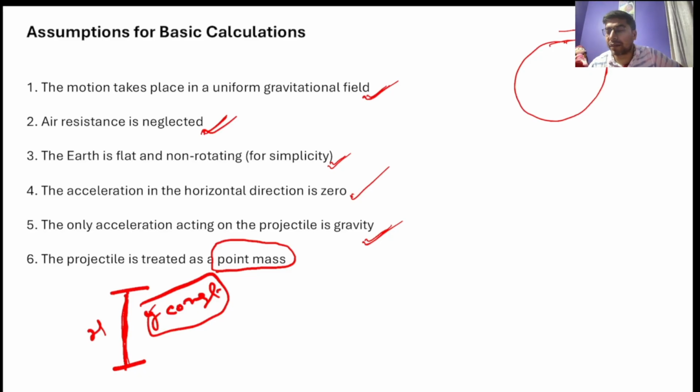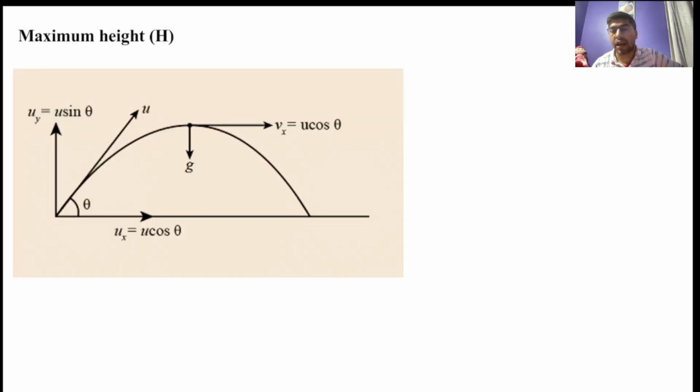And if it is an extended object, at that time you have to consider the center of mass of the object. So, motion of the center of mass of the object. But here in the beginning, for all calculations, we will consider the object as a point object. Clear? Now come to projectile motion and the calculation of maximum height.